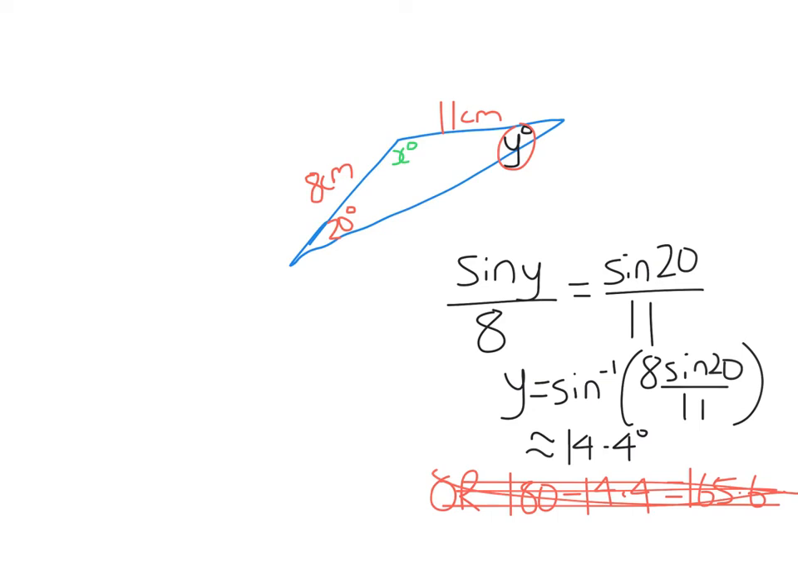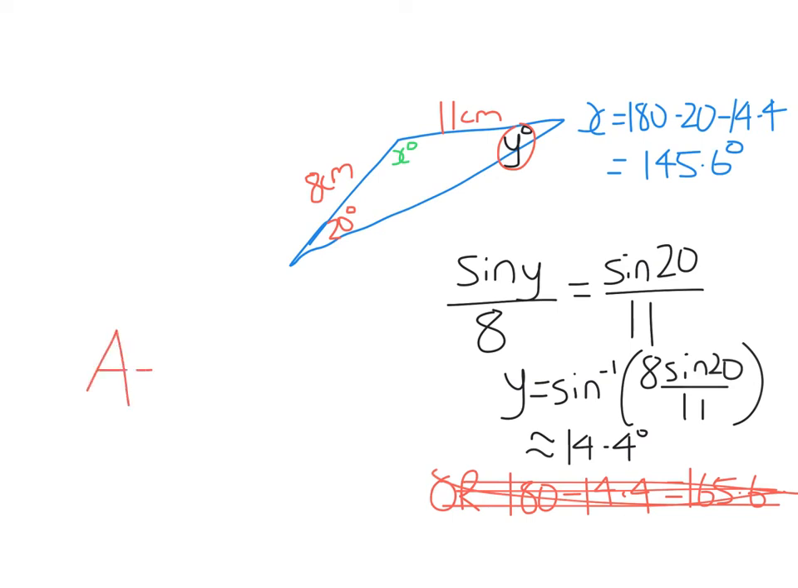That means there's only one possible value for x. X is just going to be 180 minus 20 minus 14.4. So that leaves us with 145.6. So 145.6 degrees is this angle here. Now I have two sides and the angle between them, so I can easily calculate the area.